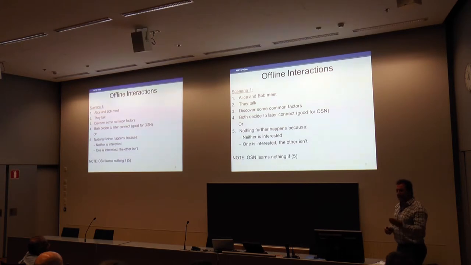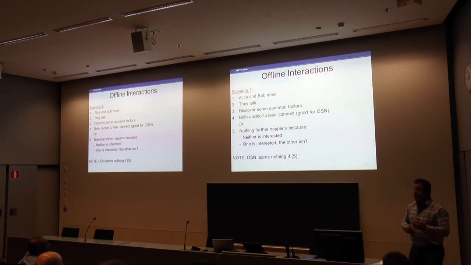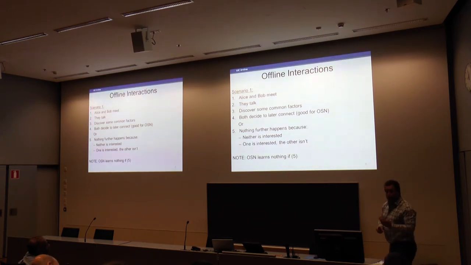Anyways, so they could connect, and this is good for the social network, because the social network now benefits from this. A new connection is established whose root is offline. It got bootstrapped offline and then translated into an online connection, which is great. This is all for the benefit of the social network and, of course, for Alice and Bob's benefit.